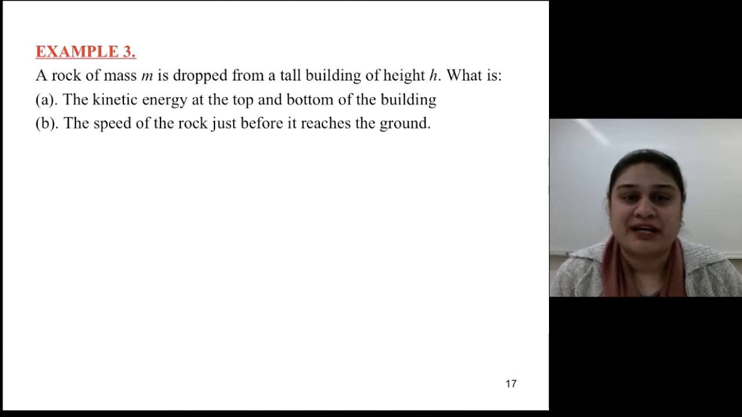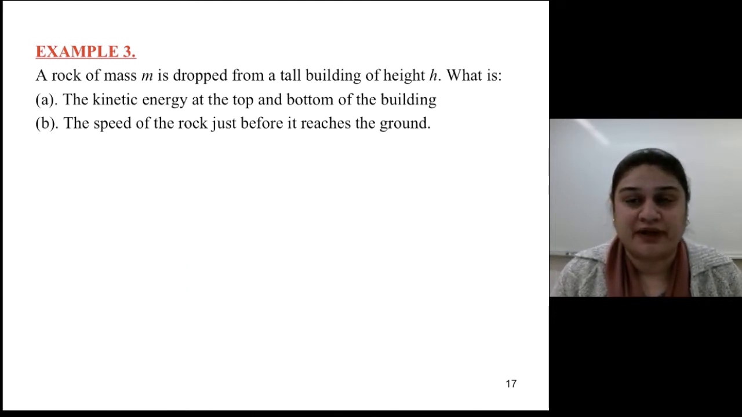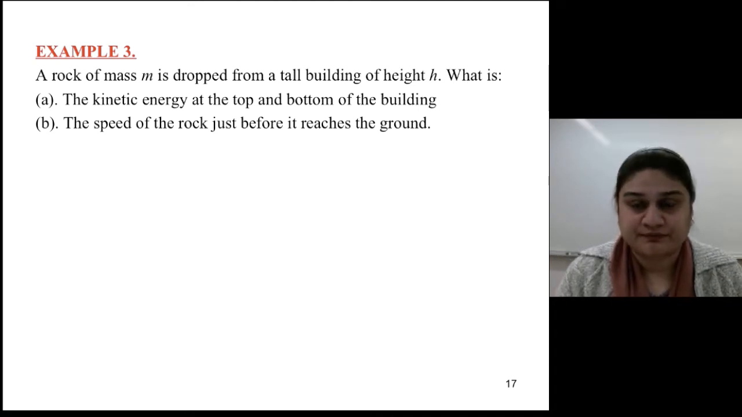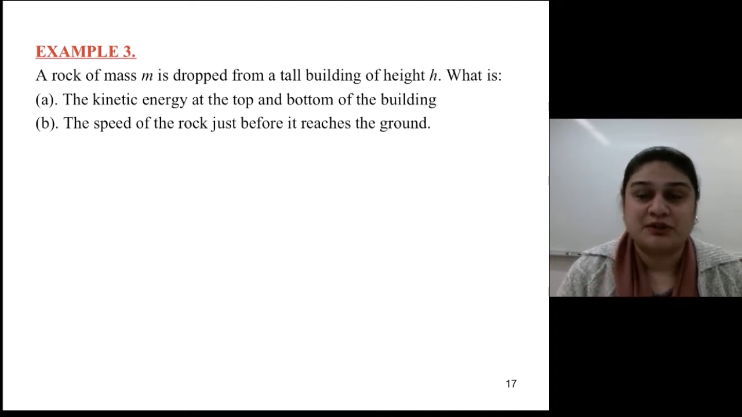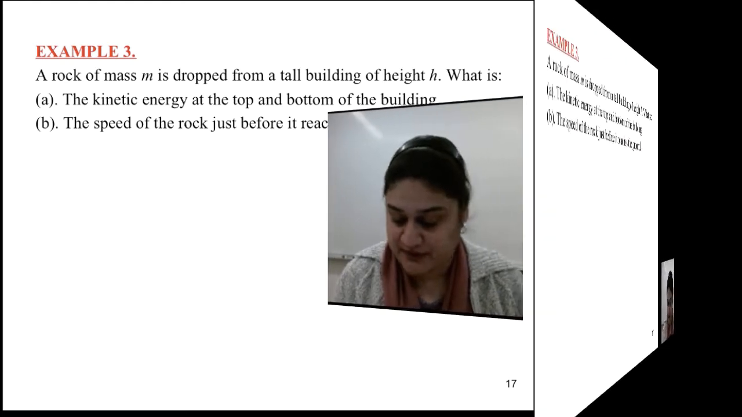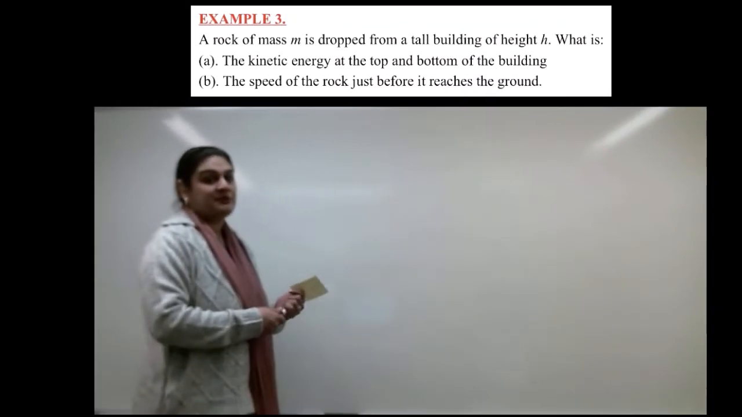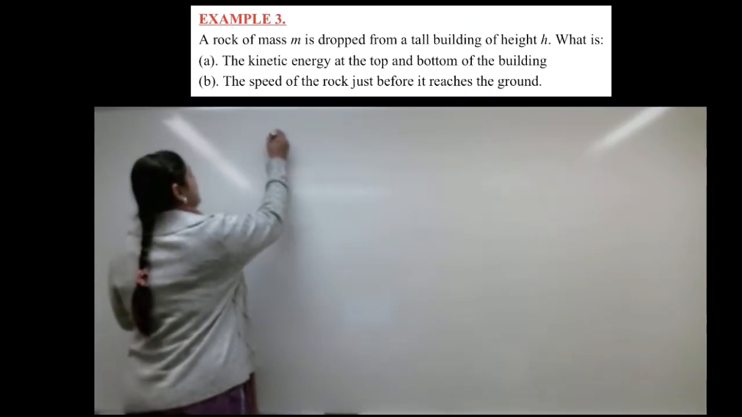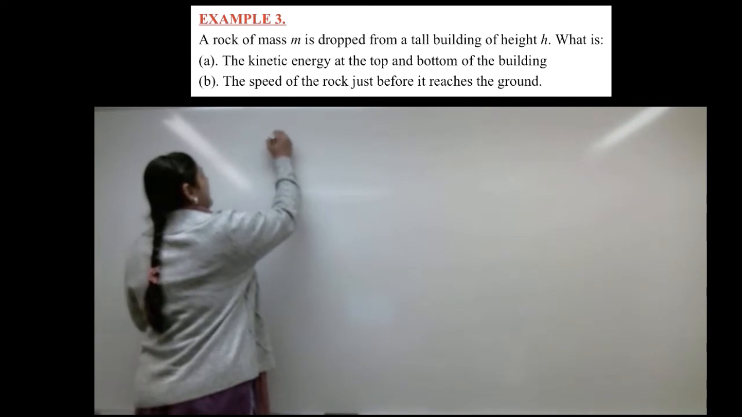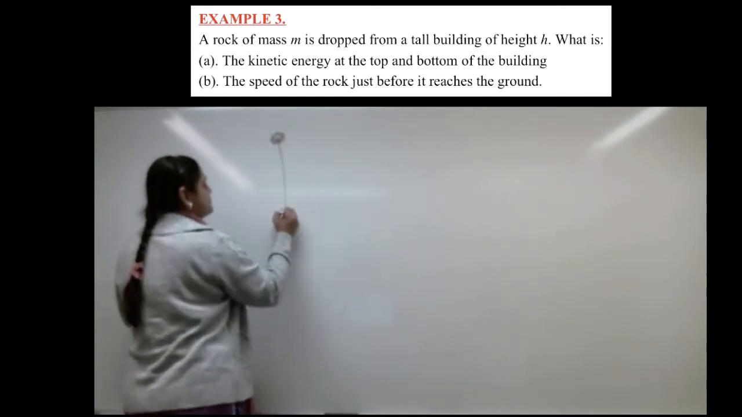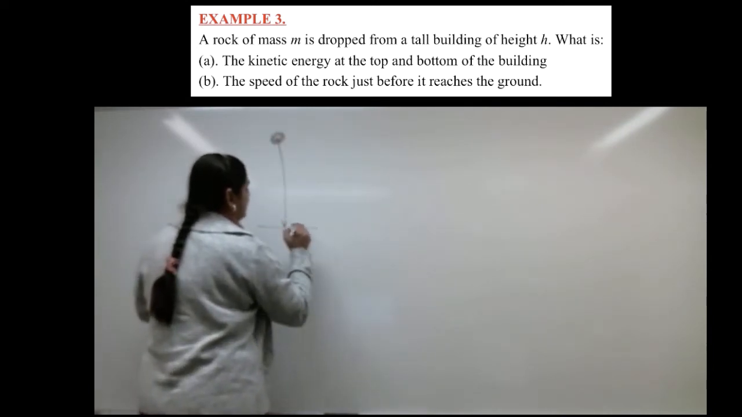A rock of mass m is dropped from a tall building of height h. What is the kinetic energy at the top and at the bottom of the building? And find the speed of the rock just before it hits the ground. Now, this is a very interesting problem. Let's talk about this. So in this problem, what they're saying is that there is a rock at the top of a building and it's being dropped down to the floor, right?